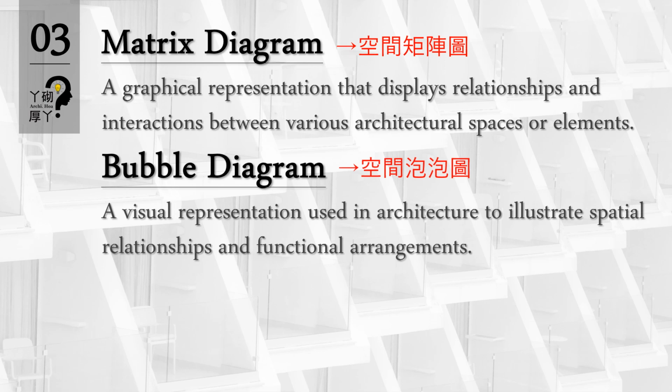Bubble diagram. A visual representation used in architecture to illustrate spatial relationships and functional arrangements.